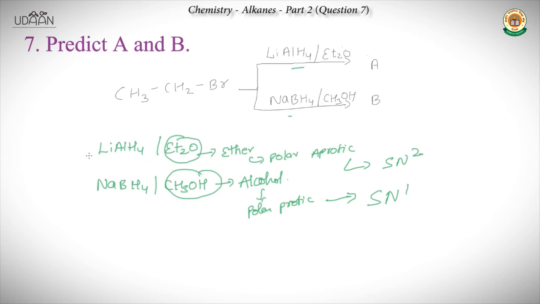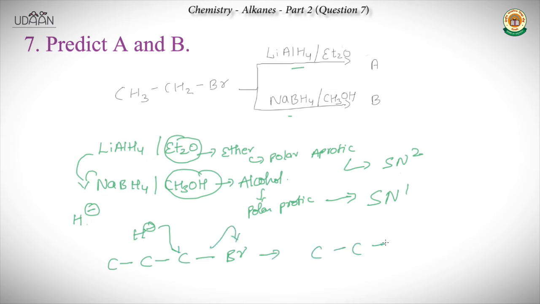Both lithium aluminum hydride and sodium borohydride supply hydride ions, that is H- ions. Now this is a very strong nucleophile. Now this attacks the first Br. The C-Br bond cleaves away and you will get the product.